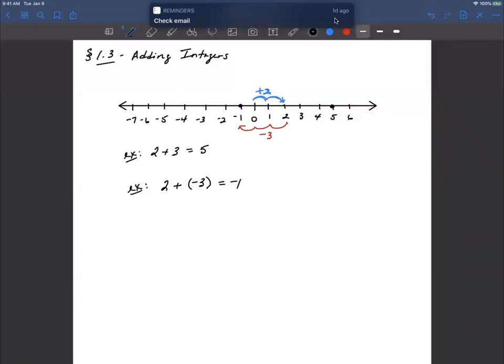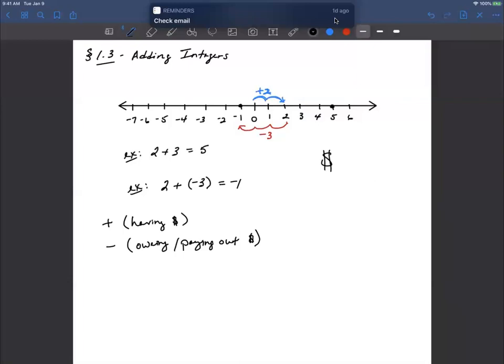But anyway, 2 plus negative 3 is negative 1. The easiest way to remember adding integers, adding positives and negatives, I like for people to think about money. If you think about the positive as having money, so the money's in hand, and negative as owing, or paying out money, this will help you tremendously.